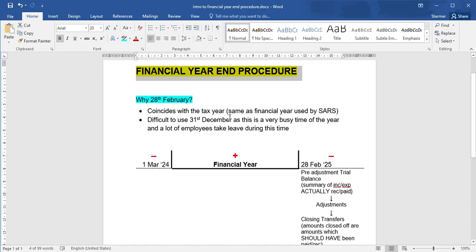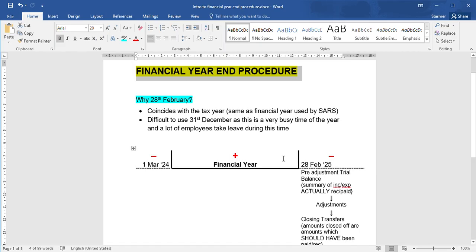In other words, SARS is going to charge tax on profit made by companies from the 1st of March 2024 to the 28th of February 2025. To make it simpler then, the business runs the same financial year, because then they are going to be recording profits for the same financial period that SARS is charging tax on.